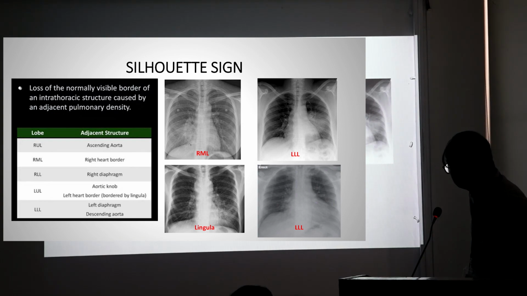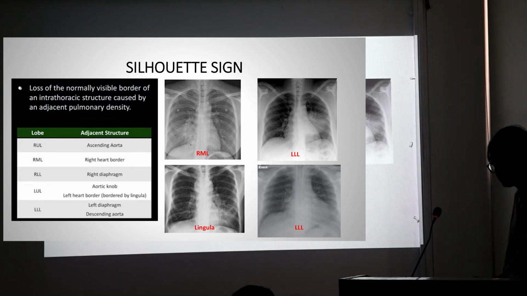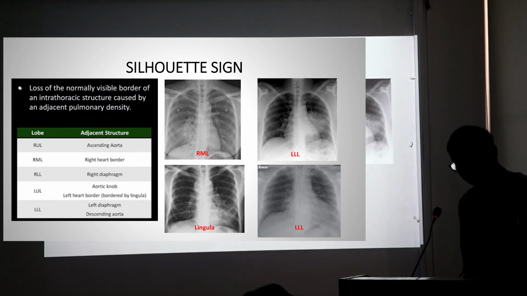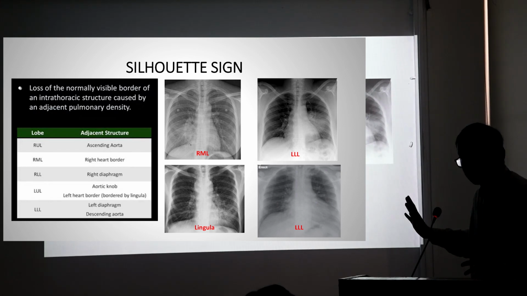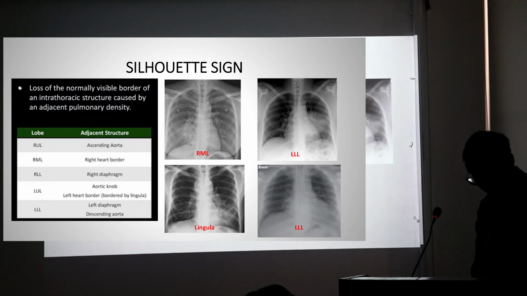No. Can you make out the aortic knob? Yes, it's visible. So we are left with left lower lobe. Because sometimes left lower lobe is quite huge. It covers a lot of area. Okay, so descending aorta is not visible that much. So by excluding other things, we can say this is there in the left lower lobe.